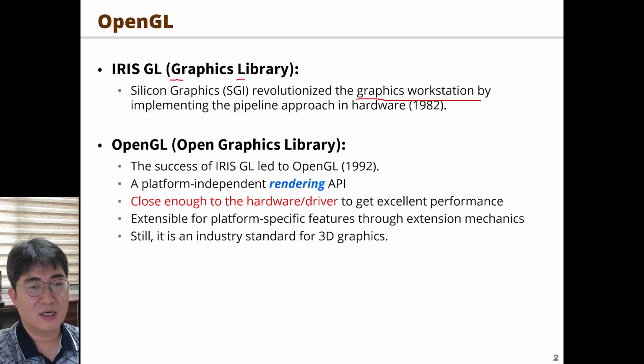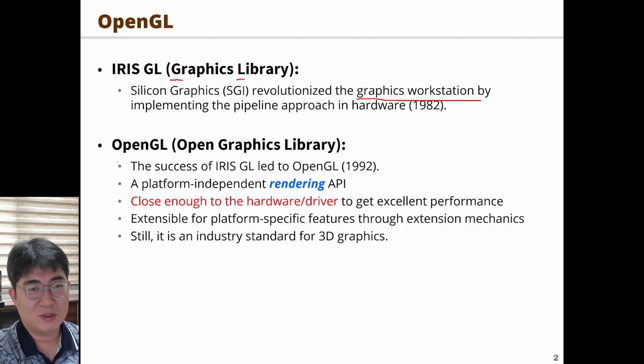Yeah, that's right. OpenGL is the Open Graphics Library. The open here means open relative to Iris GL. Silicon Graphics decided to open their API to the public domain. So the API is open, but unlike the modern definition of open software, which typically means open source, in this case it is not open source. It's a completely closed source library.